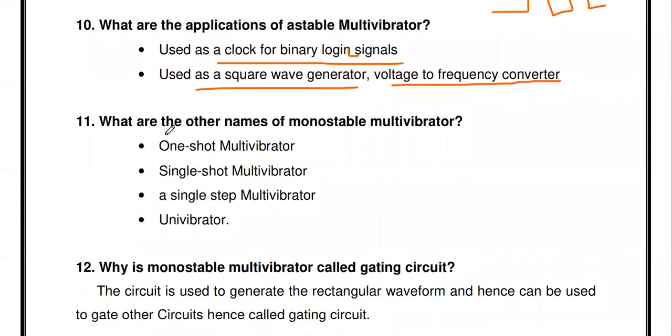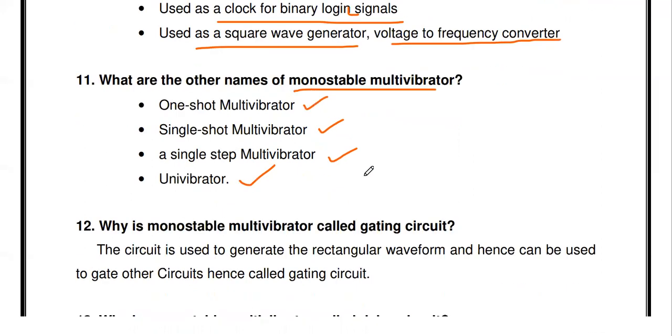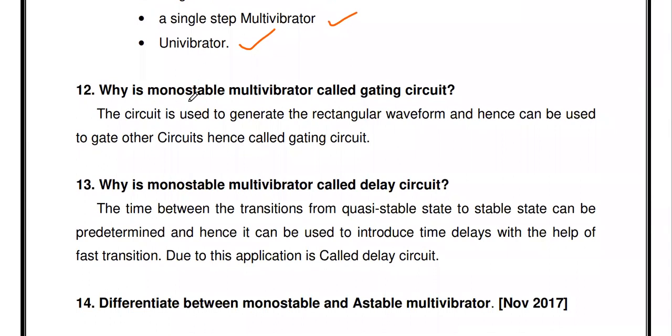Okay. Then what are the other names of the monostable multivibrator? Mono means one. The other names are one shot multivibrator, single shot multivibrator, single step multivibrator, or univibrator. These are all the other names of the monostable multivibrator. Then why is the monostable multivibrator called a gating circuit? The other name of monostable is gating circuit as well as delay circuit.